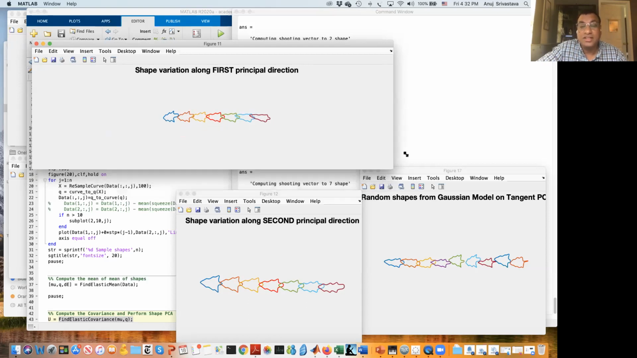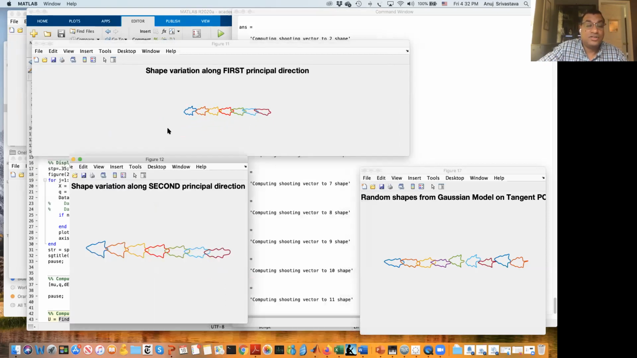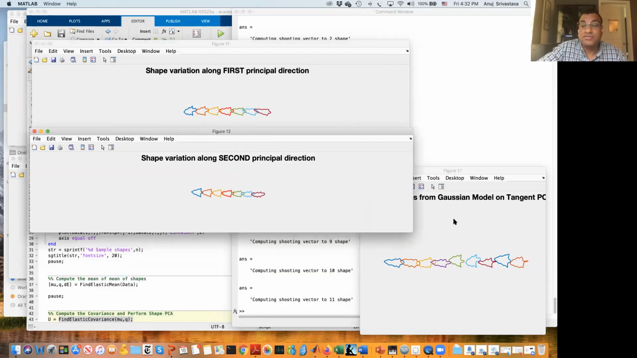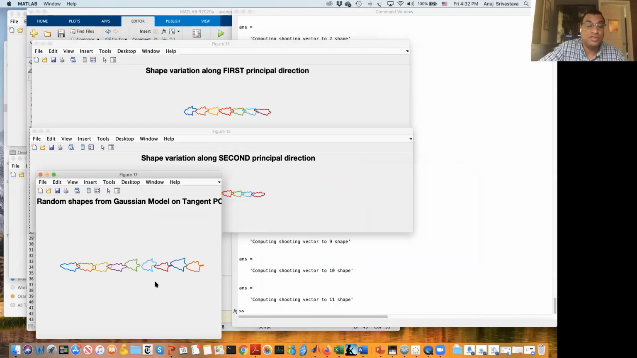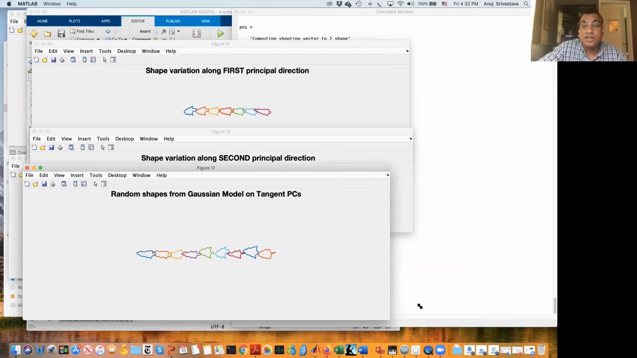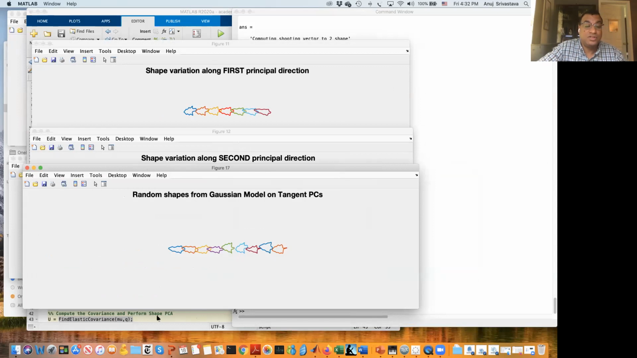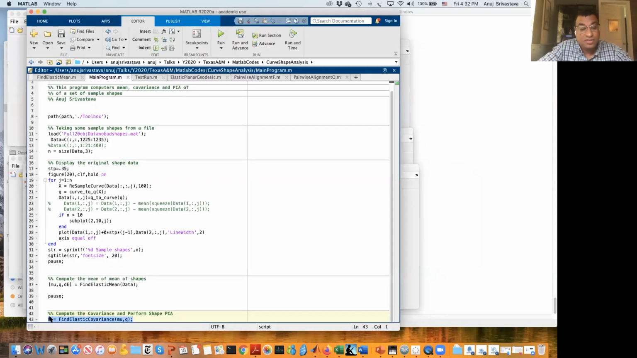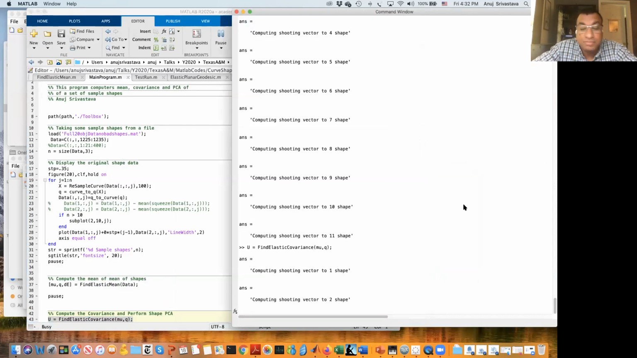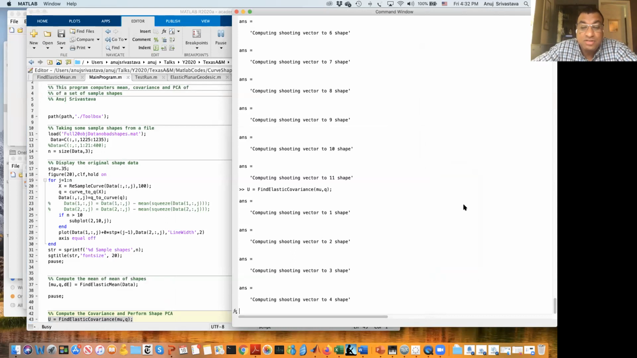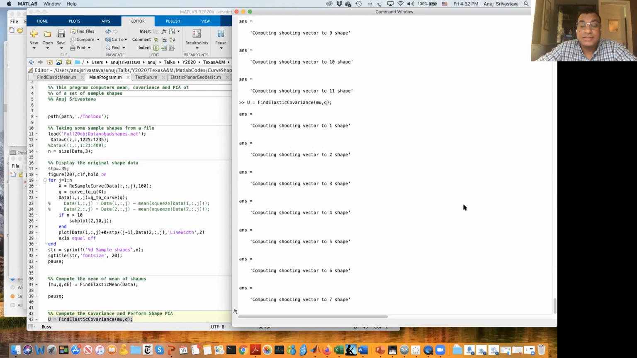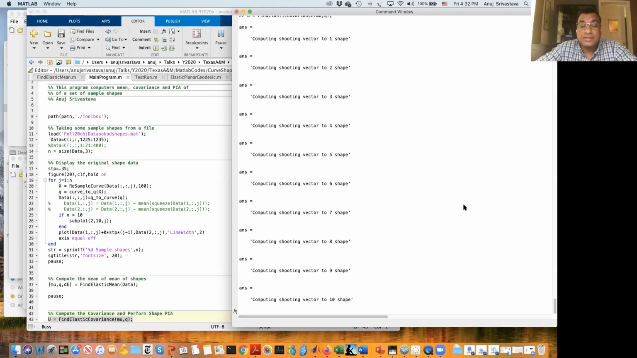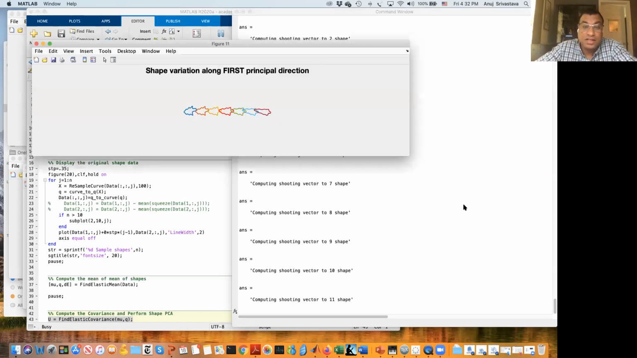I wish I had rescaled the windows before I drew this, but let me see if I can rescale and rerun just this part of the code. To improve the display, I'm going to just rerun this part. It will take seconds. It just recomputes geodesics from the mean to these individual shapes. There are 11 shapes. And hopefully that gives me a slightly better display.